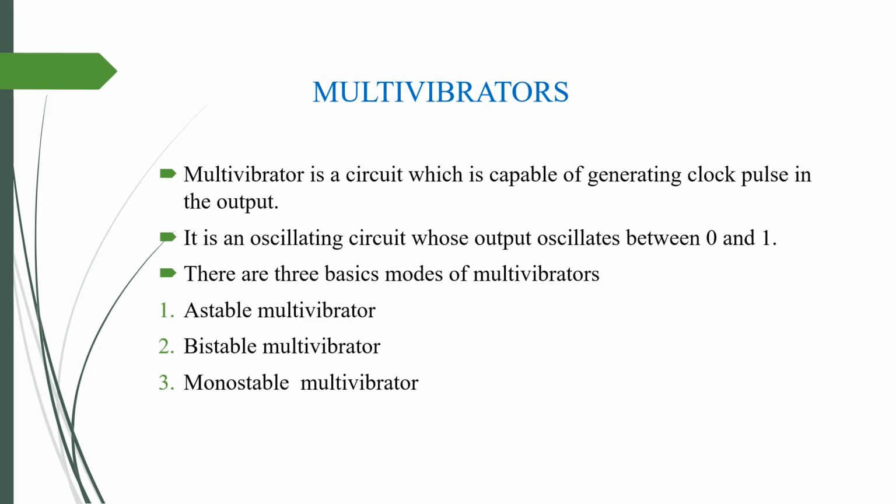An astable multivibrator does not have any stable state. Both the states are astable. Bistable multivibrator has two stable states. That's why this is called as bistable multivibrator. Both high state and low state are stable states. Monostable multivibrator has only one stable state. That's why this is known as monostable multivibrator.